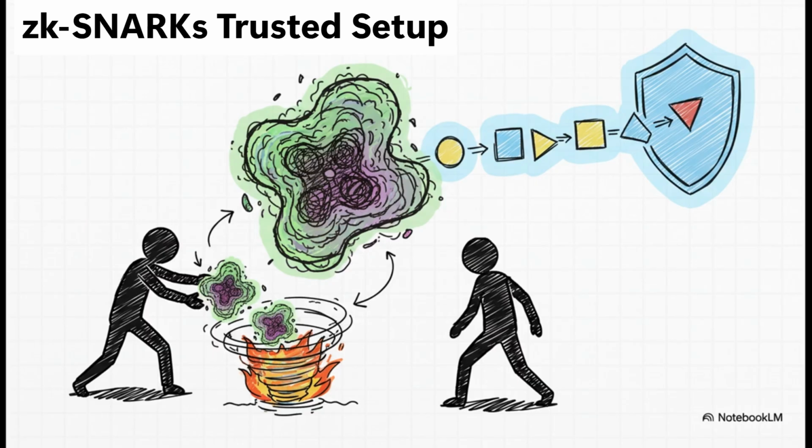The solution is pretty clever, though. They run these elaborate multi-party ceremonies where many different people contribute to creating the parameters. The security relies on the assumption that as long as just one of those participants is honest and destroys their piece of the toxic waste, the whole system is secure.